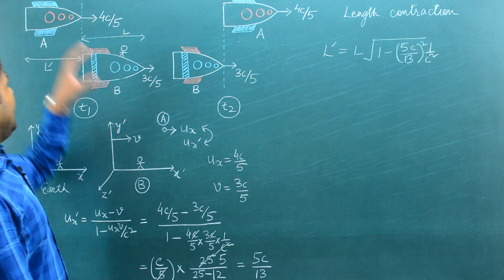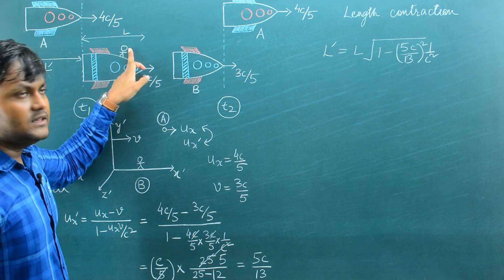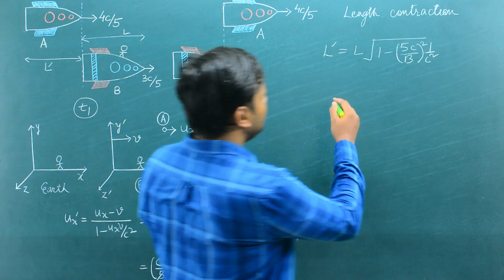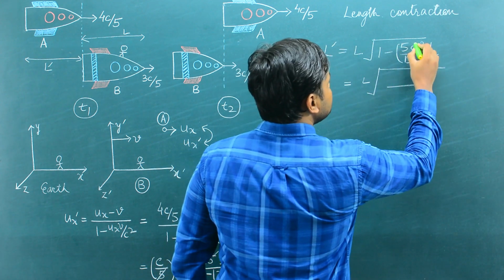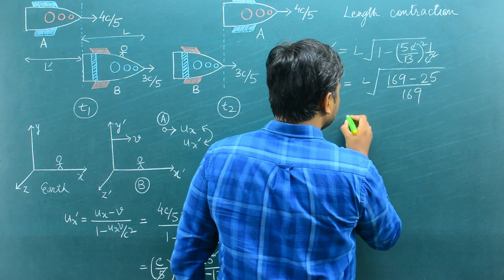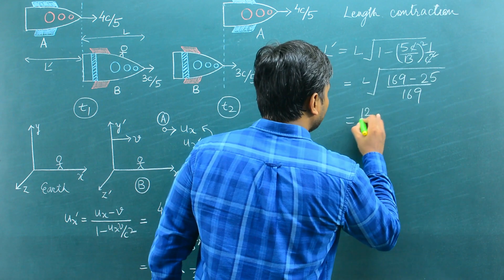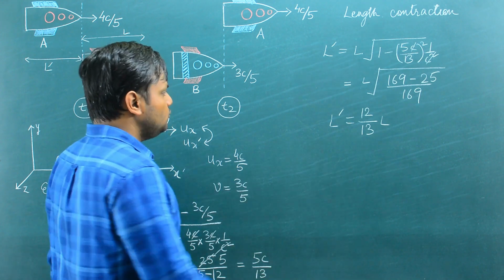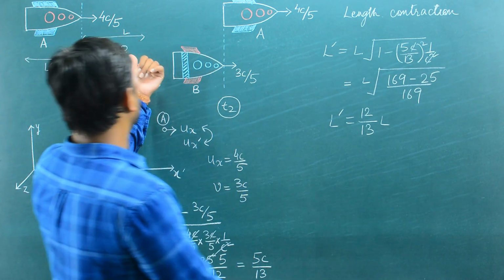So the rest length of A is the same as the rest length of B, but for this observer who is making the measurements, the length of A is this much, the length of B is L. Okay, so let's calculate what is the length of A. This gives us L root over, so 13 square, so c square and c square gets cancelled. We have 169 here and 169 minus 25 here. So 169 minus 25 is 144. Root over 144 is 12 and root over 169 is 13, so L dash is 12 upon 13 L. So as you can see, the length of A comes out to be L dash as measured by this observer, and the length of B as measured by the same observer is L.